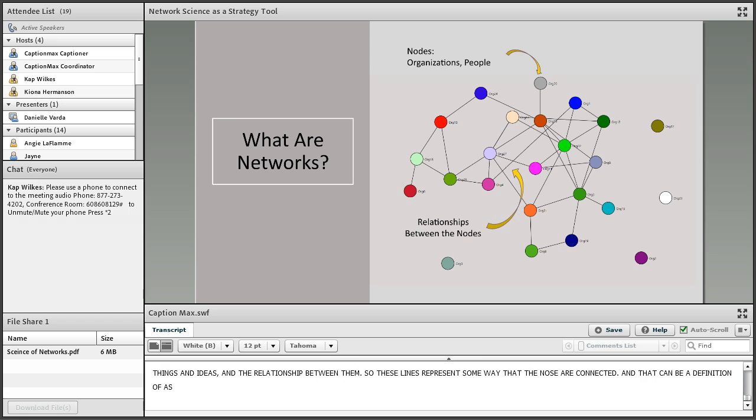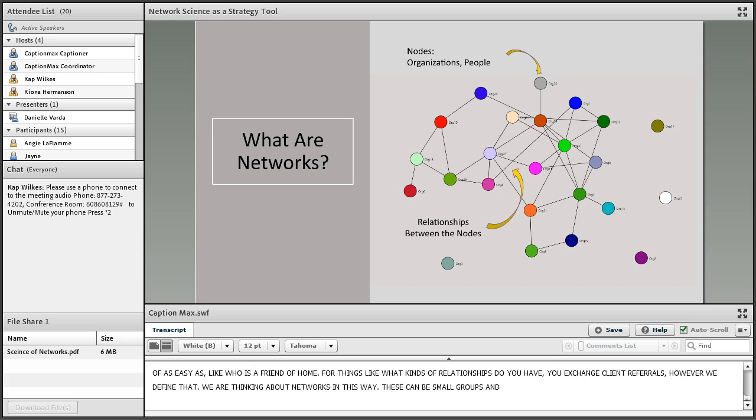And that can be a definition of as easy as like who is a friend of whom. In more of our work environments, it's things like what kinds of relationships do we have? Are we exchanging client referrals? Are we connecting for information sharing? However we define that. But when we're thinking about networks from a network science lens, we're thinking about networks in this way.